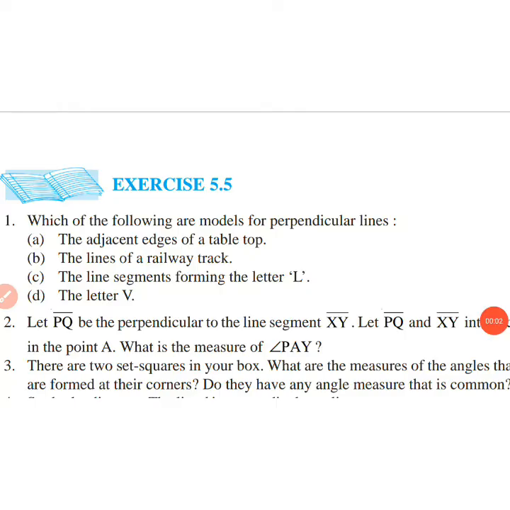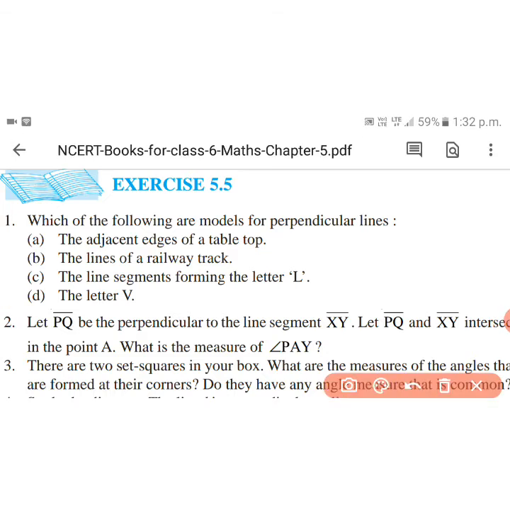Let's see exercise 5.5. Question number 1. Which of the following are models for perpendicular lines? A part. The adjacent edges of tabletop. So this adjacent edges of tabletop is perpendicular lines. So yes. B part. The lines of a railway track. The lines of a railway track is not a model for perpendicular line.